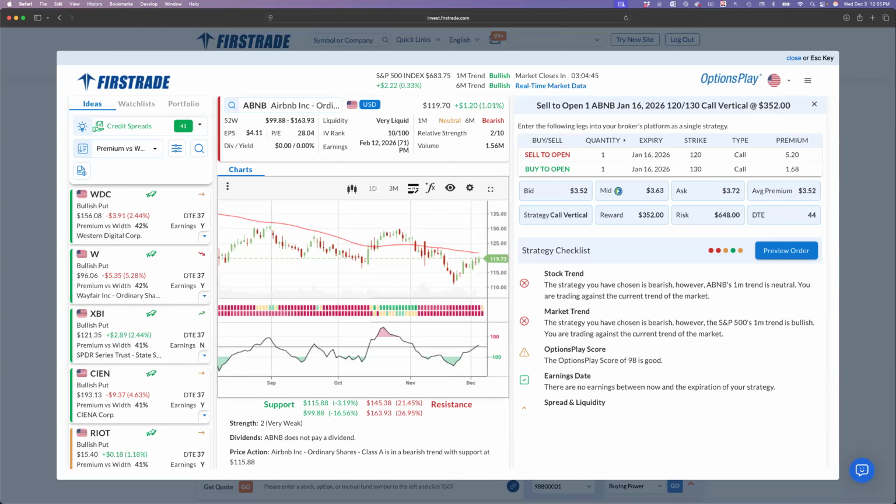I believe in bearish, we used a bear call spread. That is correct. Any other questions?